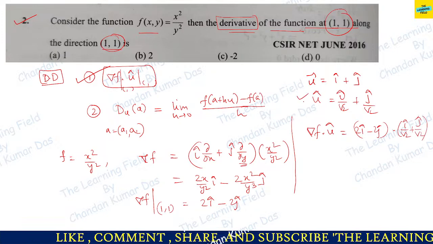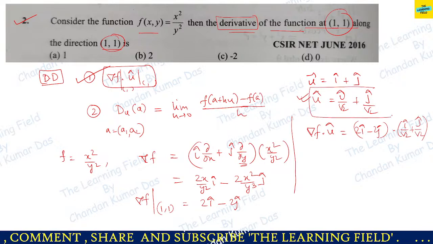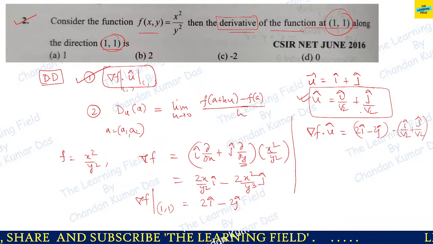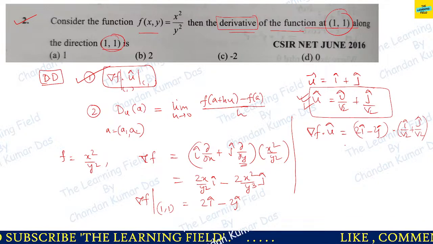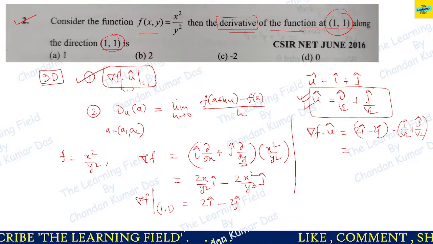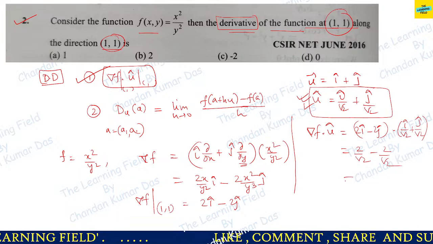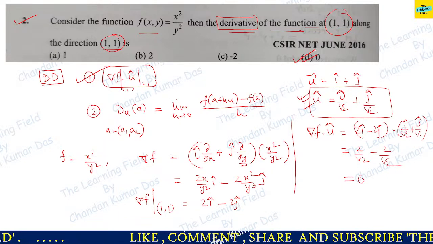Remember, this direction should always be a unit vector. If it is not given in the question, then you have to convert the given vector to a unit vector, because this should always be a unit vector. Okay, so this is equal to i dot i means 1, so 2 by root 2 minus 2 by root 2, which is equal to 0. So the right answer is option D, 0.